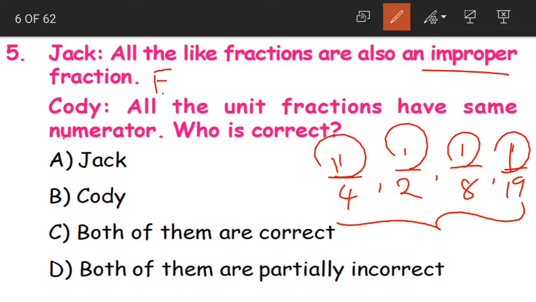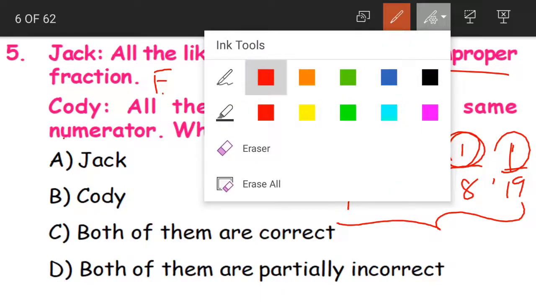Now see, all these are our unit fractions, and do all these unit fractions have the same... I'm sorry, I said denominator, right? I'm sorry, here unit fractions have 1 as the numerator. Now, do all these unit fractions have the same numerator? Yes, all the given unit fractions have the same numerator, that is 1.